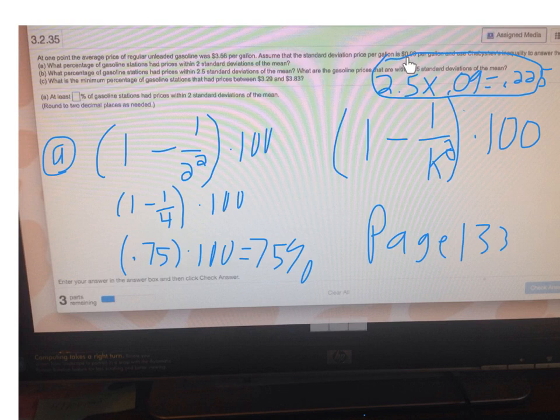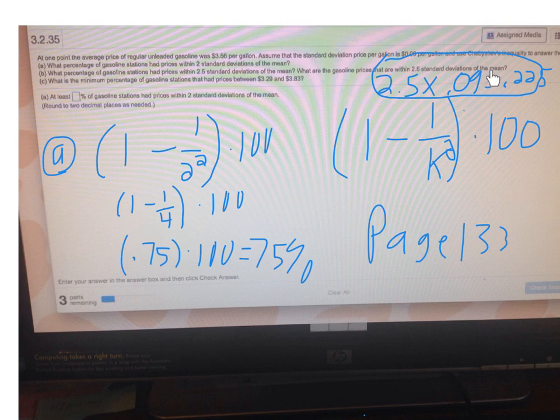So the standard deviation is 9 cents. So you multiply that 2.5 times 9 cents, and you get 0.225. And so you want to add and subtract that from the average. So you take 3.56, you would subtract this 0.225, and you would add this 0.225, and that would answer this question here.